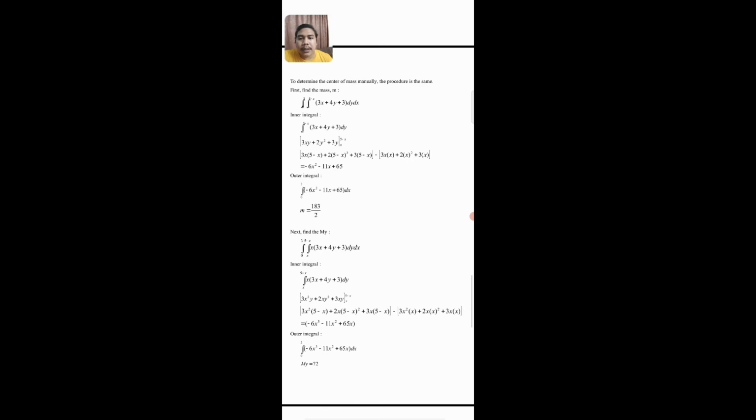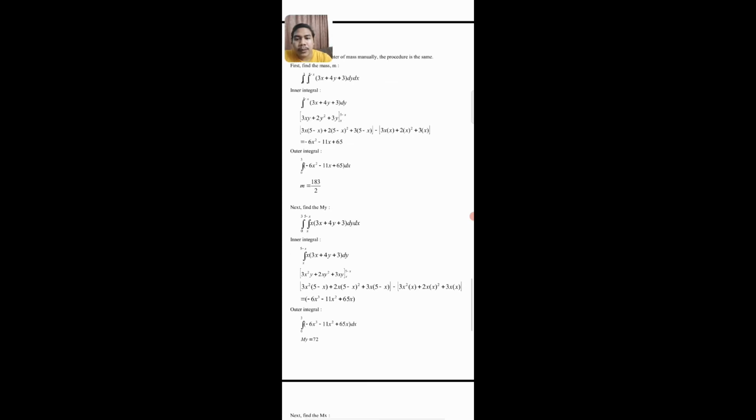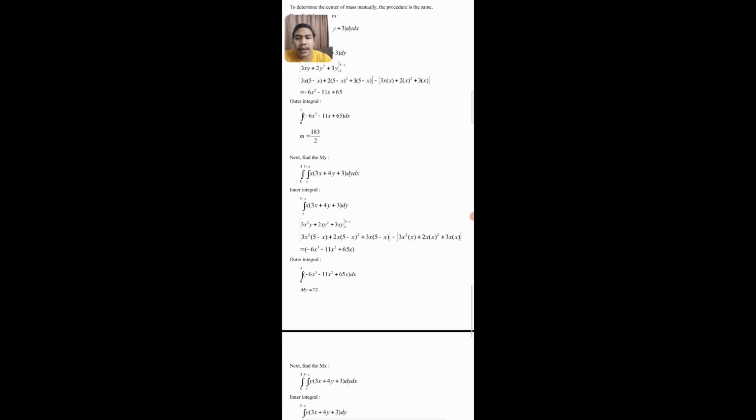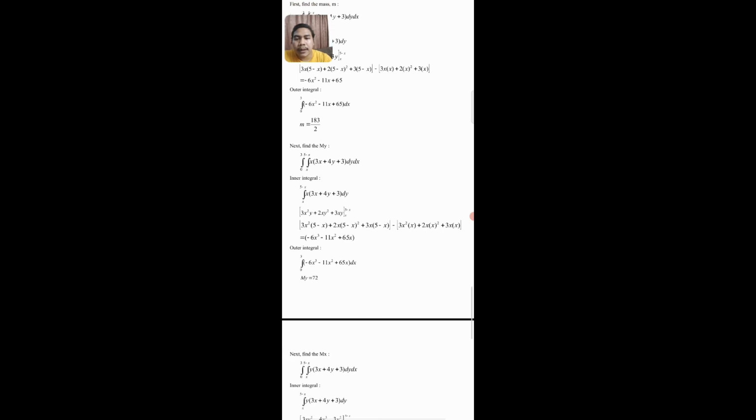So we have to settle the inner integral first, with lower limit x and upper limit 5 minus x. After we settle the inner integral, we get the value negative 6x squared minus 11x plus 65. So we plug it into our outer integral, then we settle our outer integral, and we get m is equal to 183 divided by 2.